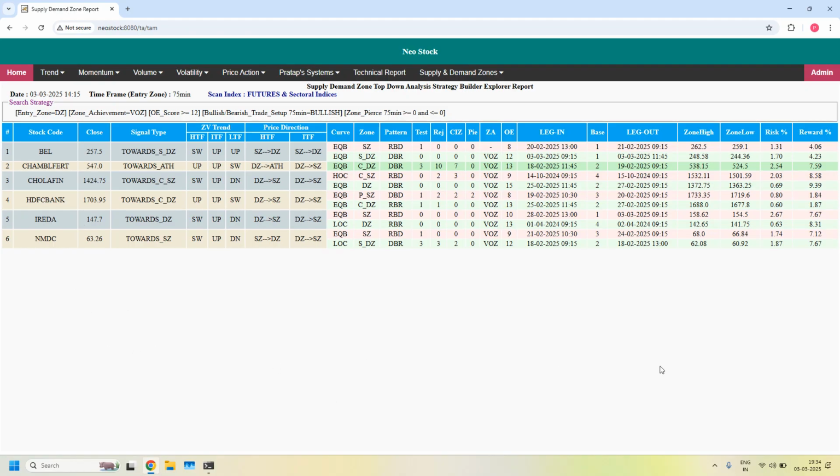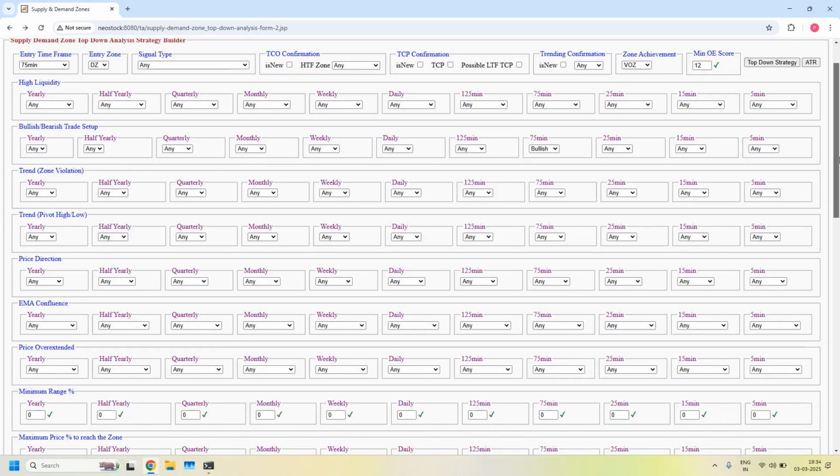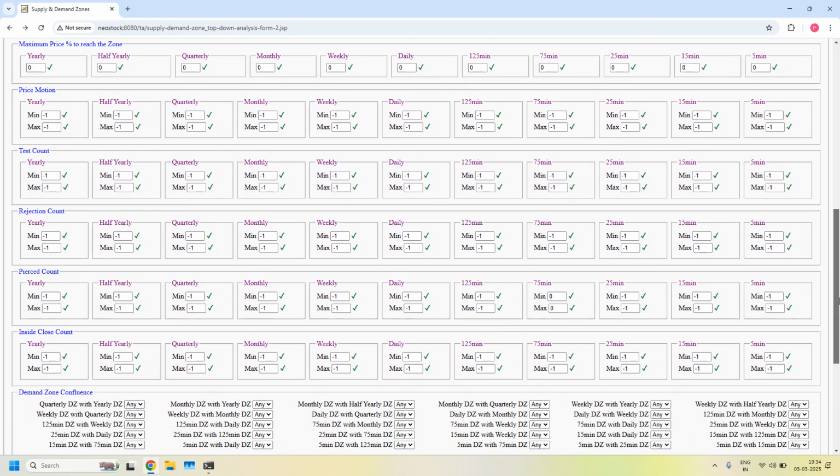All these 6 stocks are currently supporting bullish trade setup for weekly income trade. And all these entry time frame demand zones are 75 minutes demand zones. These are the entry time frame zones. Out of these 6 entry time frame zones, how many have more probability to get success based on the zone confluence? Let us verify. First one, ITF and LTF demand zone confluence. That is 75 minutes and daily demand zone confluence.